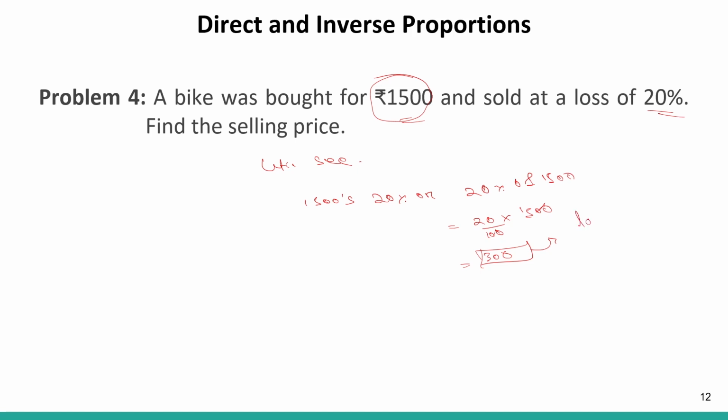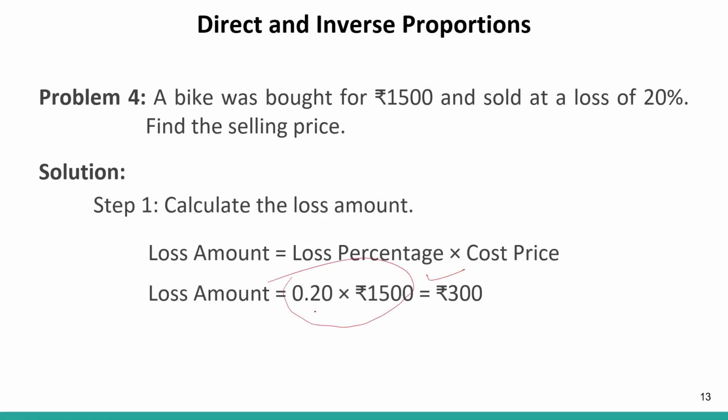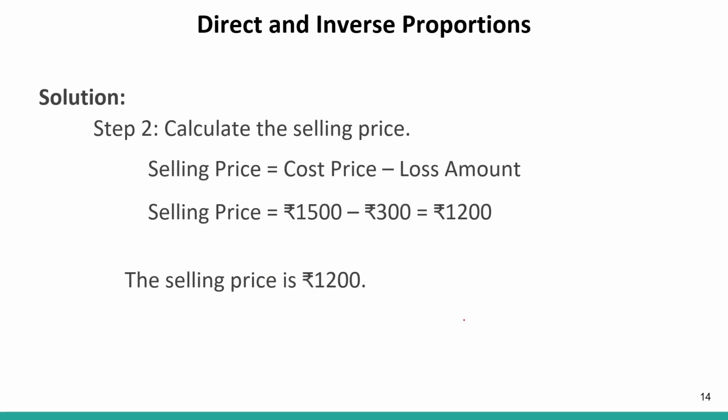Discount, not loss. So the new price or selling price is equal to 1500 minus 300, that is equal to 1200. So this is the correct answer. The loss amount is equal to 0.20 into 1500, and 0.20 is nothing but 20 by 100. So we are arriving at the same steps and same concept. This is equal to 300. So selling price is equal to cost price minus loss amount: 1500 minus 300 is equal to 1200. The selling price is 1200. So this is the correct answer.